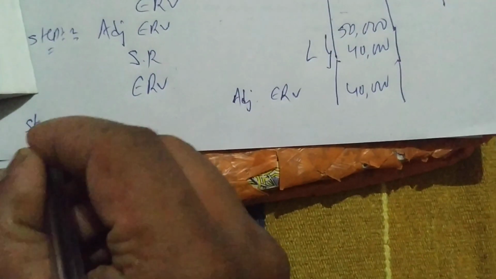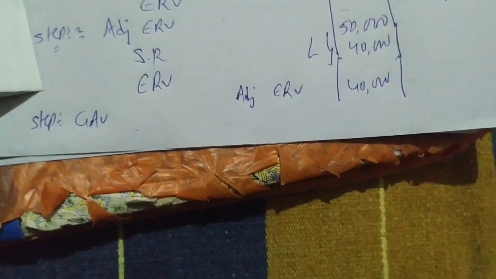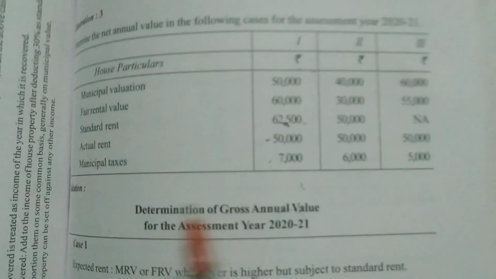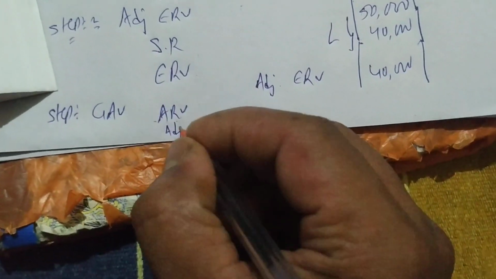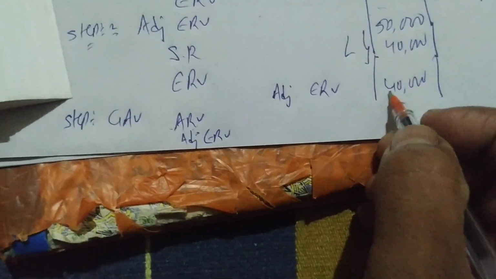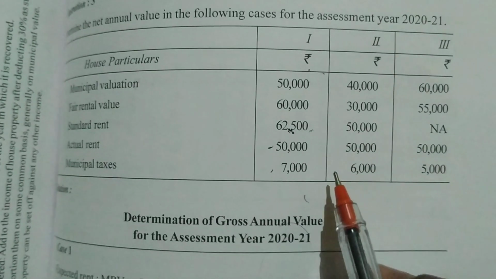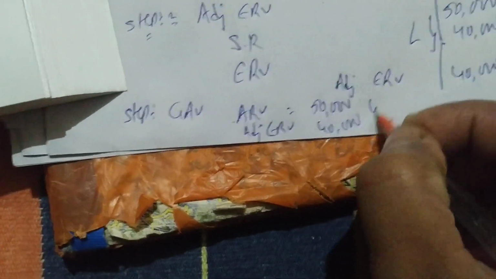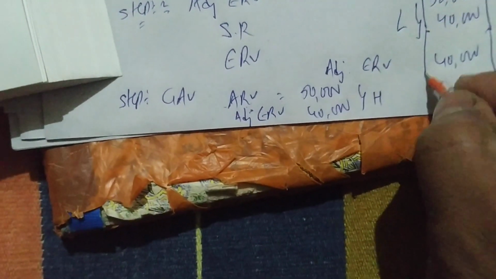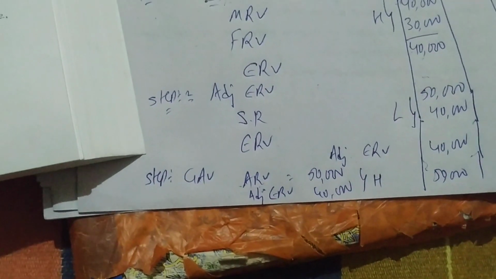Next I have to find step 3, what? GAV. How to find out GAV? Actual rental value is how much? Actual rent is 50,000. So I'll write ARV and adjusted ERV. ARV is 50,000. Compare this 50,000 with 40,000. From the two, what is highest? High is 50,000. Here GAV is 50,000. Okay.